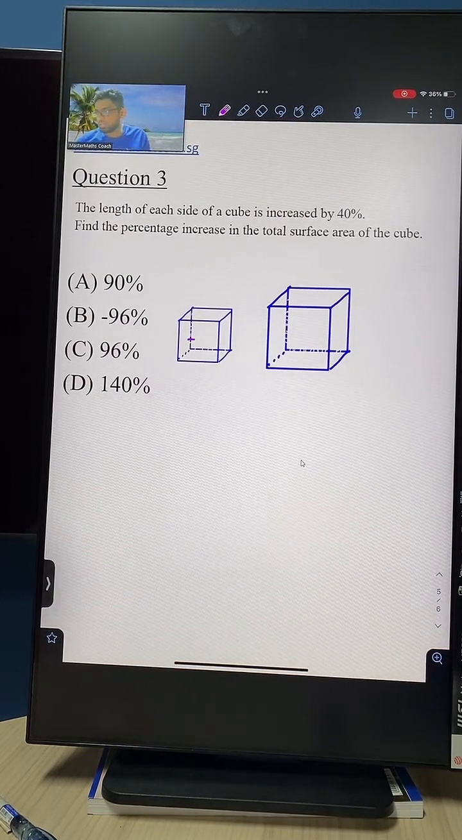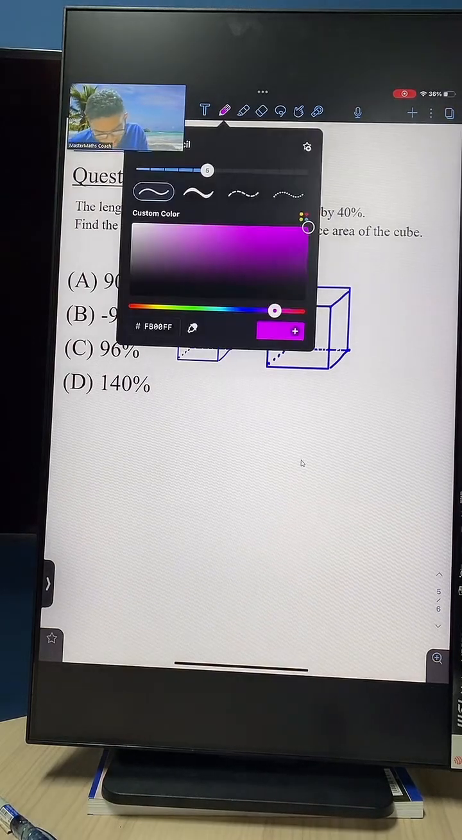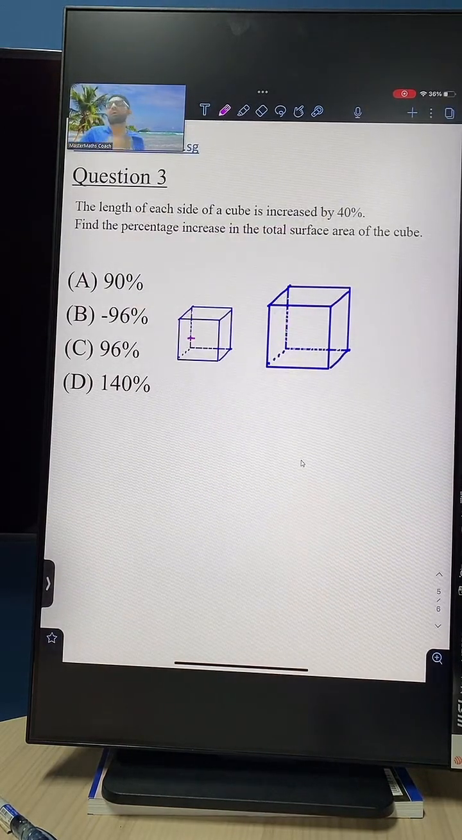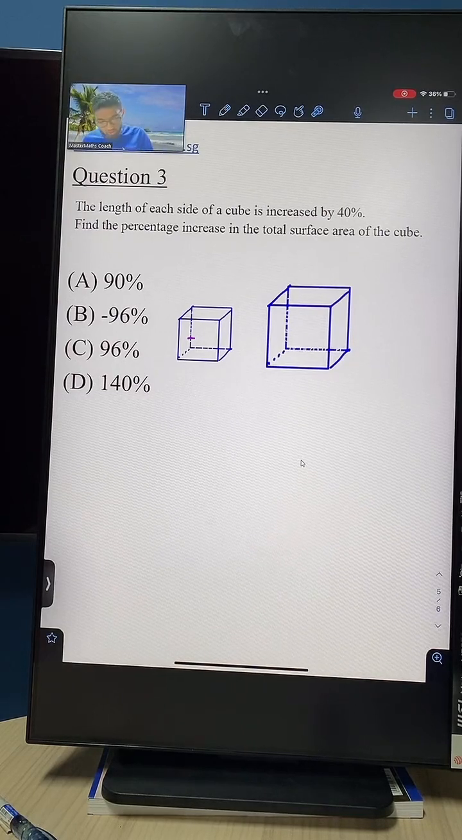Question is this: find the percentage increase in the total surface area of this particular cube. So how will you do this question? Now we are not given any length in this question. No length given, we just know that the sides have increased by 40%. Meaning the sides became longer, that's why I drew the cube a bit longer as well. Each side expanded in size.